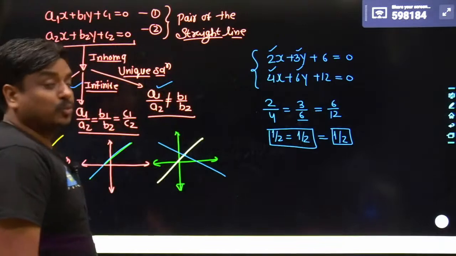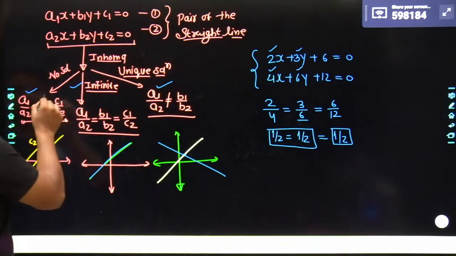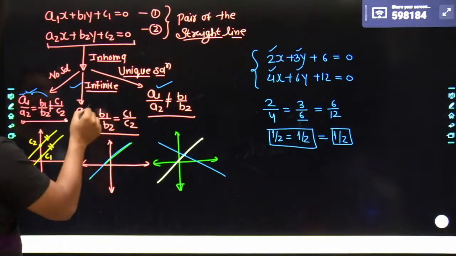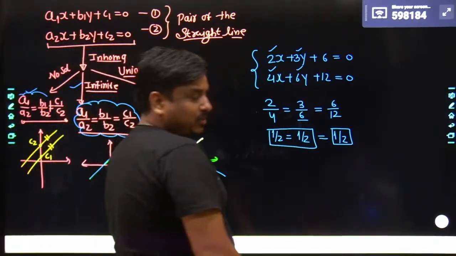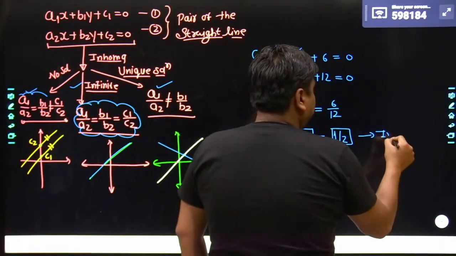This also has come to be 1 by 2. That means it has fallen over which category? The second category. So how many different solutions will you have for this problem? Obviously it would have infinitely many solutions.